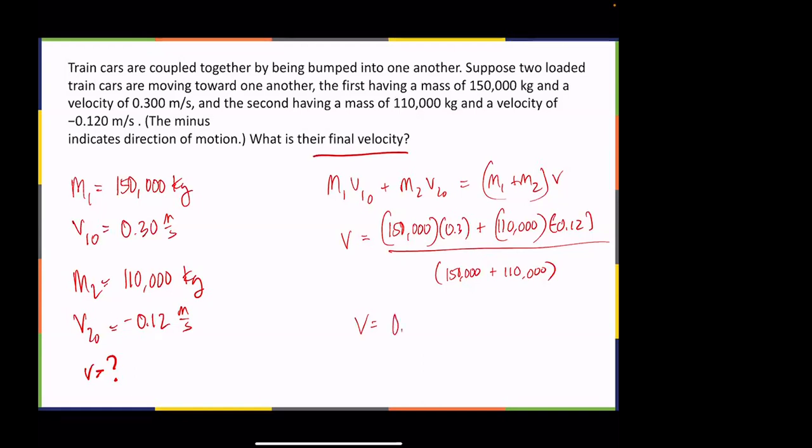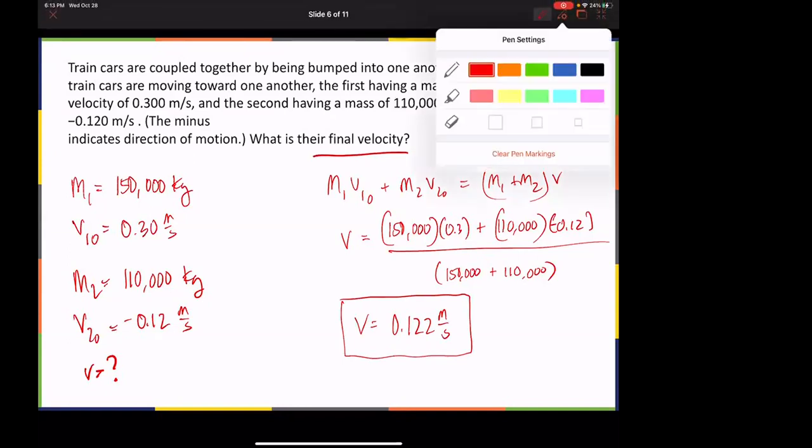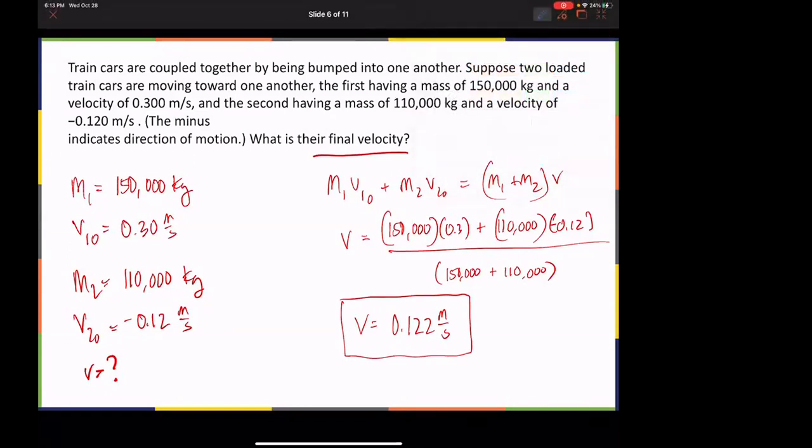So the final velocity is 0.122 meters per second in the positive direction. Anybody have any questions on that one? Anybody?